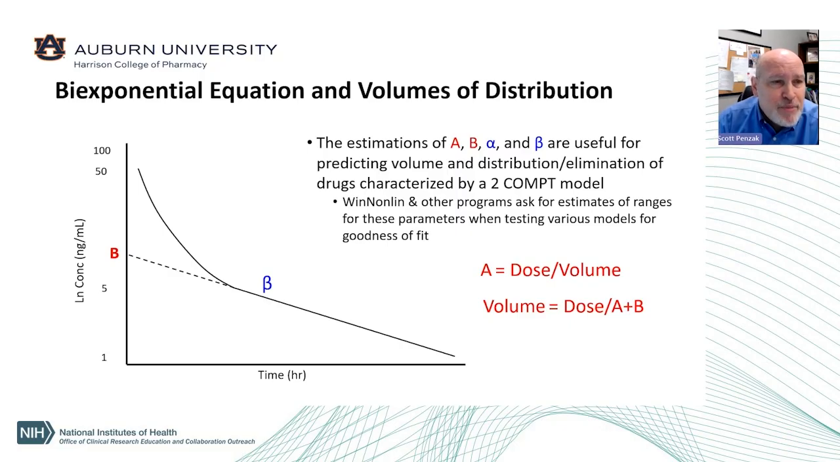So by back extrapolating, that gives the computer program information on how to assess the size of those respective compartments. So you've got the estimations of capital A and B, and alpha and beta, and they're useful for predicting volume and distribution, as well as elimination of drugs that are characterized by a two-compartment model. WinNonLin and other programs typically will ask for estimates of ranges for those parameters when they're testing and comparing models for something called goodness of fit. And we're going to talk about essentially what that means.